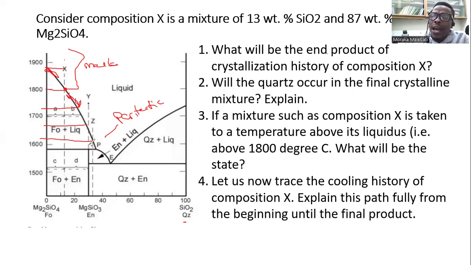Now, what will happen at this peritectic point? Remember, as per definition, this is a point wherein the previously precipitated crystals react with the liquid to form a completely different new solid. So at the peritectic, the temperature is about 1580 degrees. So this is the temperature of the peritectic here, 1580.